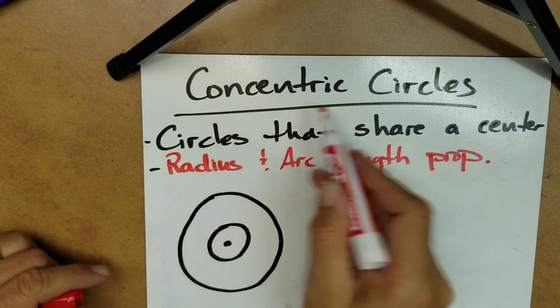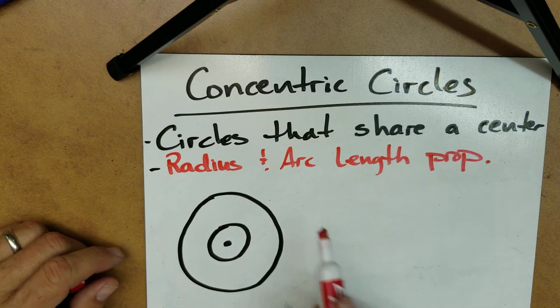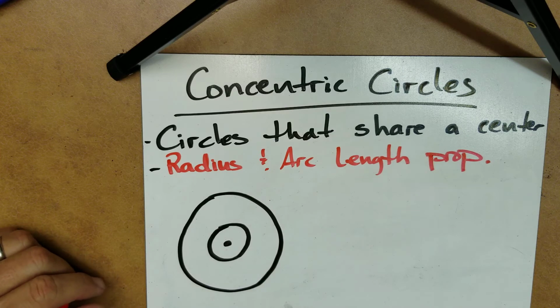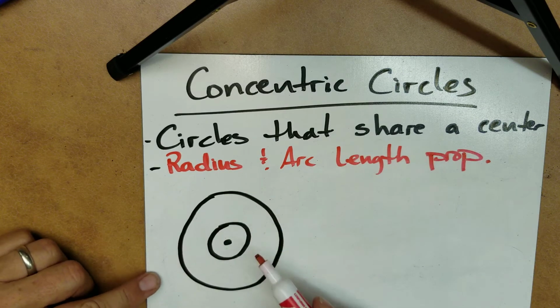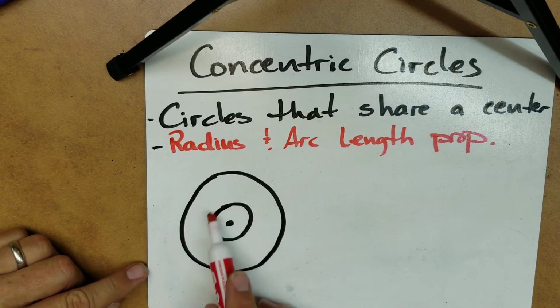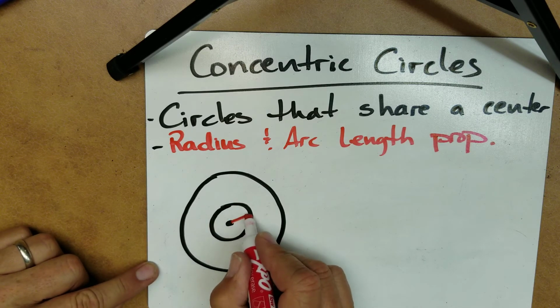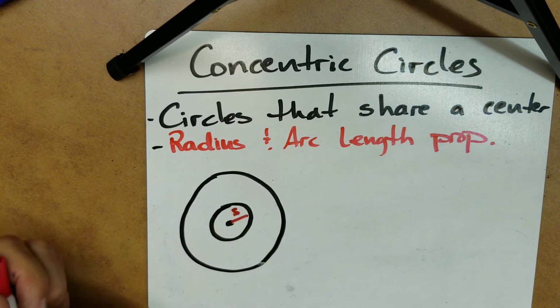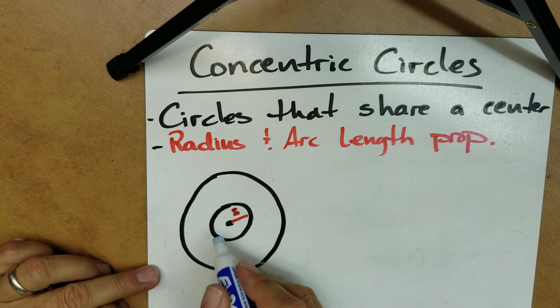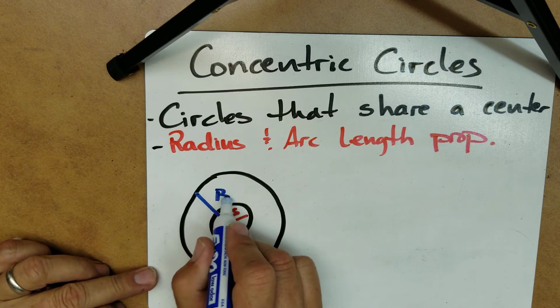Okay, something else, something called concentric circles. What are concentric circles? They are circles that share a common center, like these two. I have a small one, and I'm going to name that radius S for small. And then I've got a big one, and I'm going to name that one B for big.